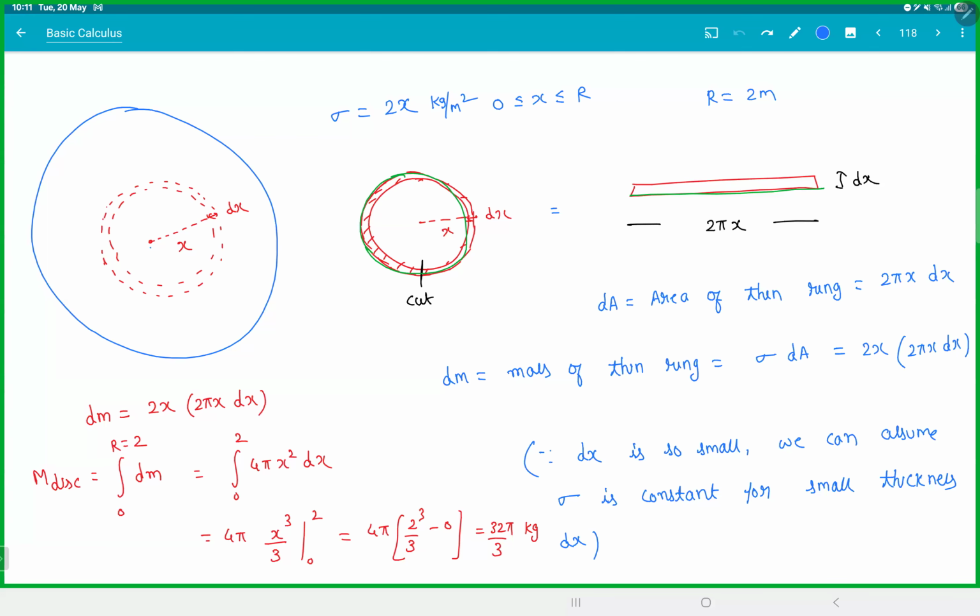Hmm, 25 pi by 3. Anyone else got an answer? 125 pi by 3. I think most of you are getting it.